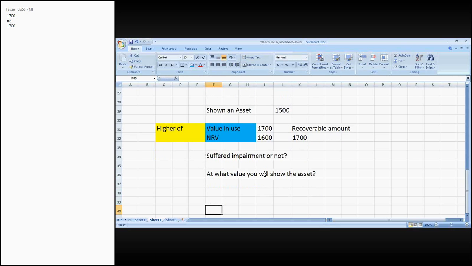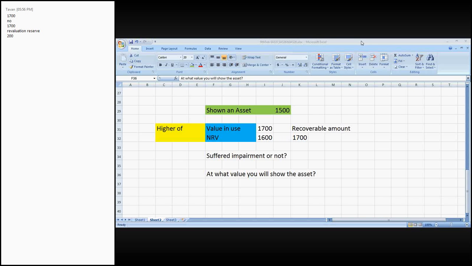At what value are you going to show this asset? The asset was at 1500. You did the impairment testing, and you got to know that your recoverable amount is 1700. It depends on the valuation method you use. If you are using the revaluation method, then you will report it as 1700, and the 200, as someone has explained, you take to revaluation reserve.